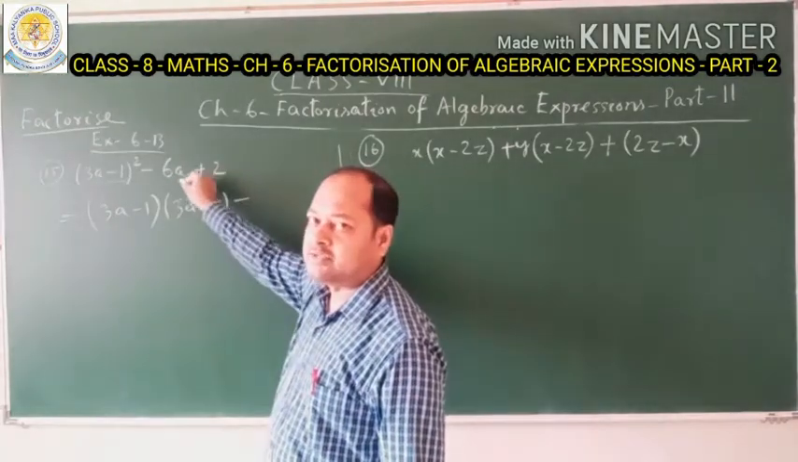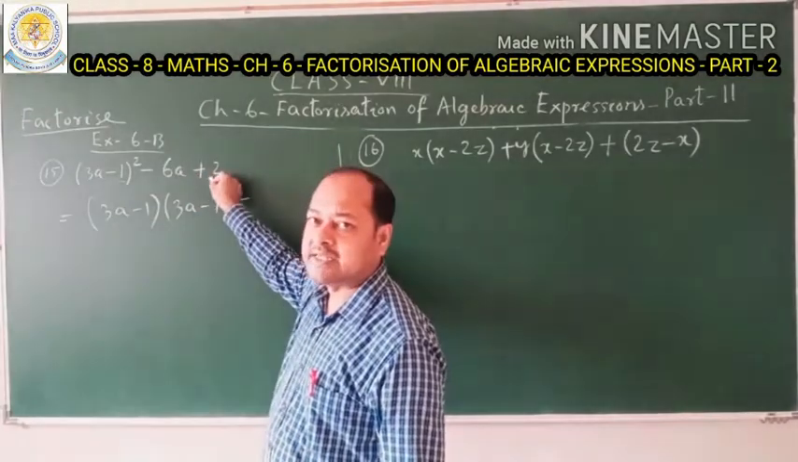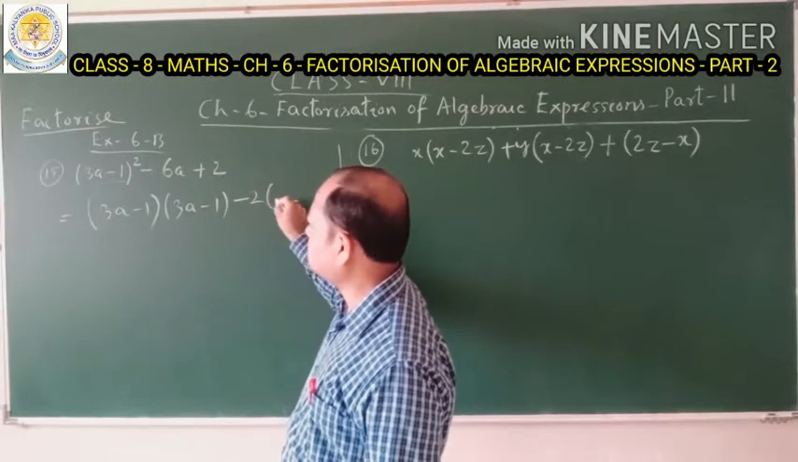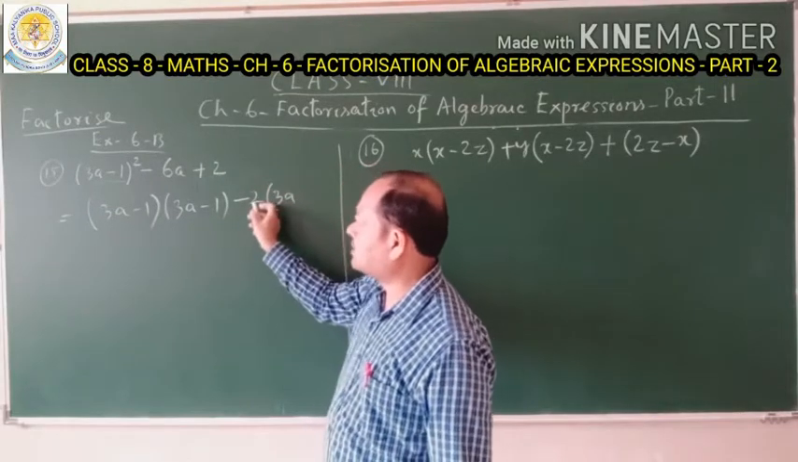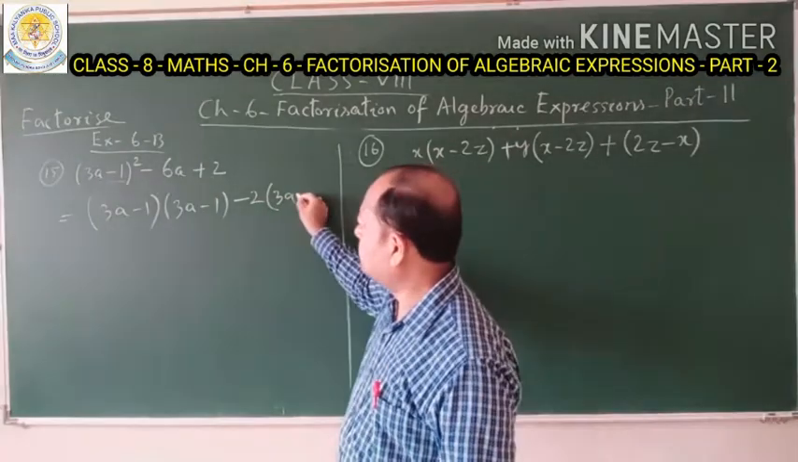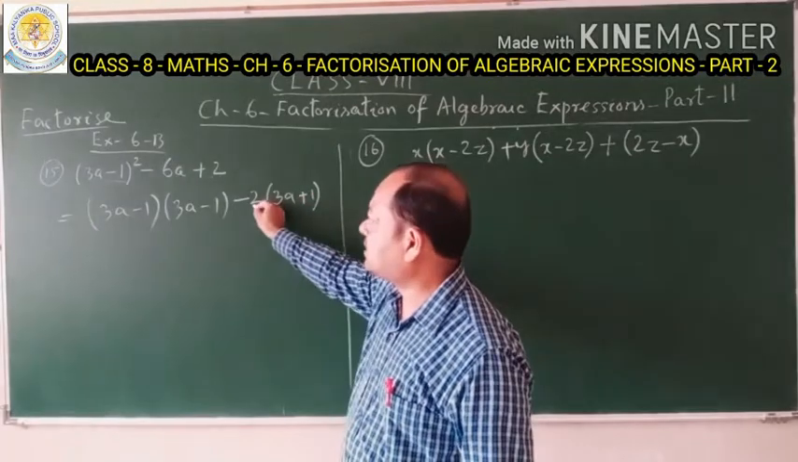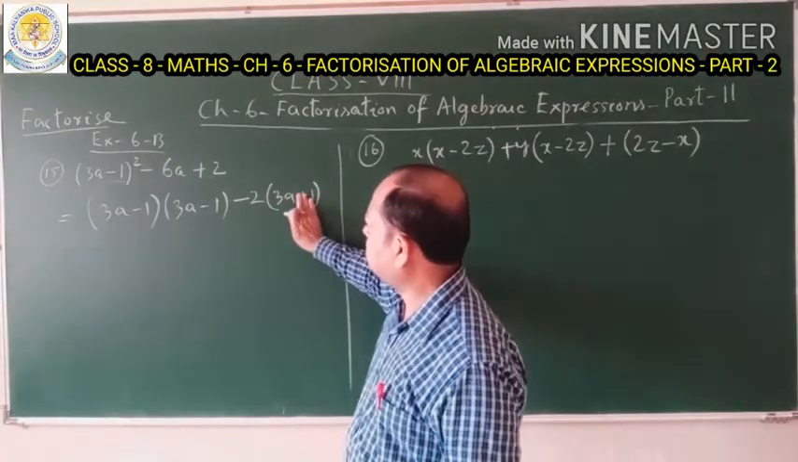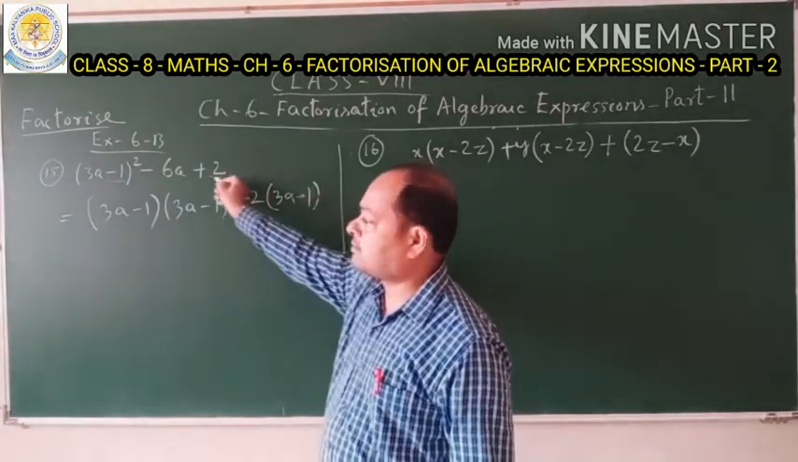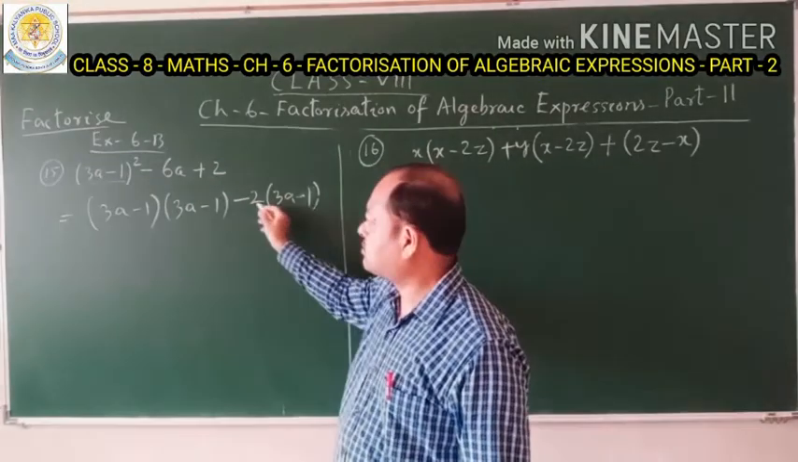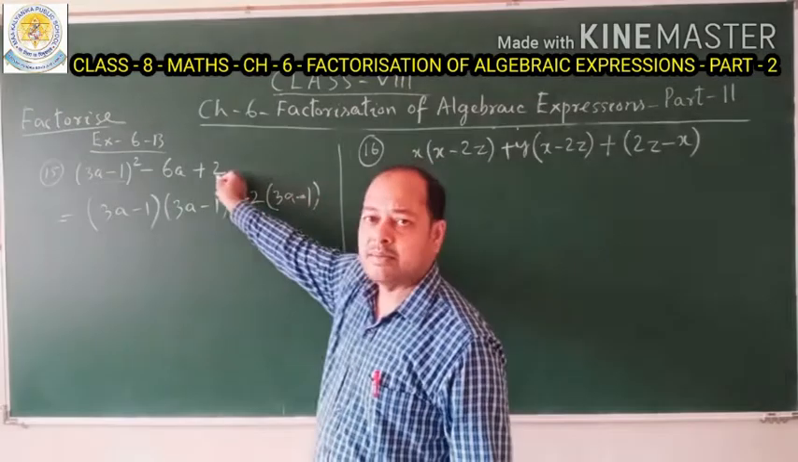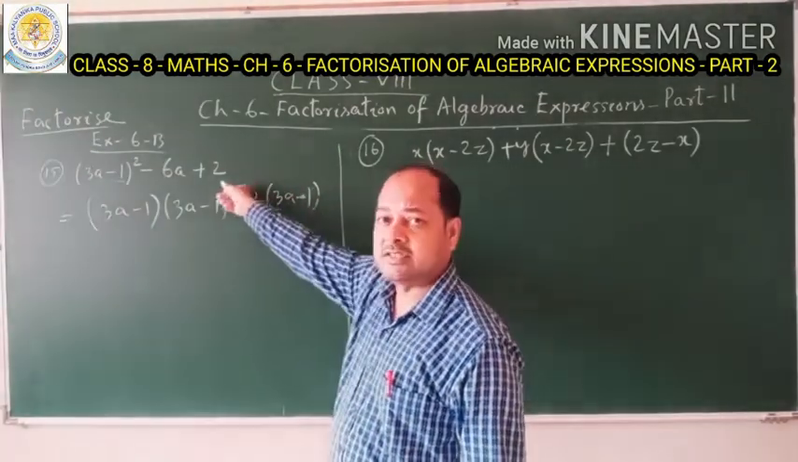What is common between 6 and 2? We can take 2 as common. So if we take 2 as common, it becomes 3a, because minus 2 into 3a is minus 6a. Then if you take 1 as common, minus 1, so minus 2 into minus 1 will become plus 2, so the value does not change. So minus 2 into 3a becomes minus 6a, minus 2 into minus 1 becomes plus 2. The value does not change here.